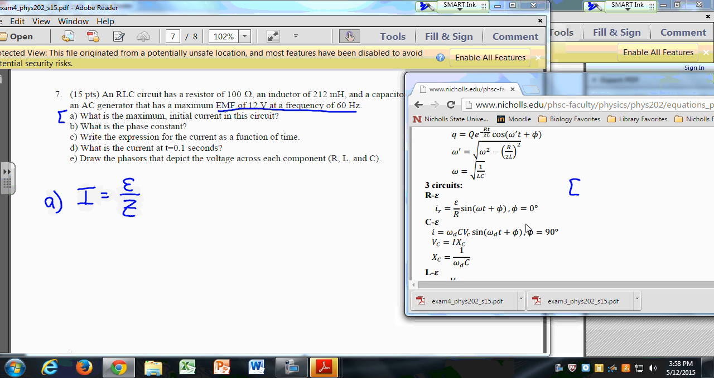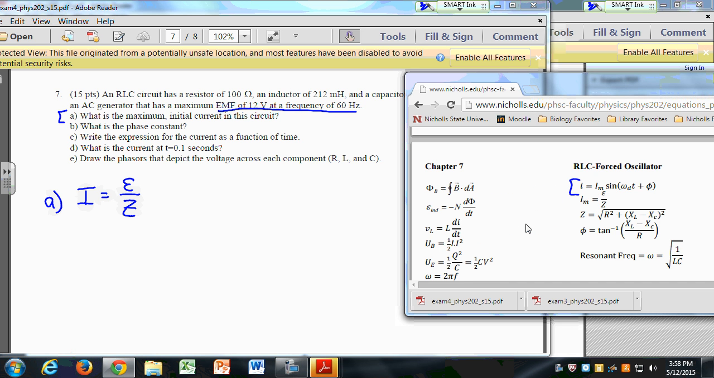So XL is omega L. XC is 1 over omega C. And then you want to calculate both of those. Now omega is not given. Instead I give you the frequency. But omega is equal to 2 pi times the frequency. That's on your equation sheet, right here. Which is equal to 120 pi.